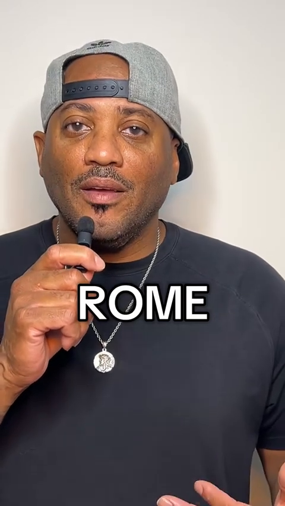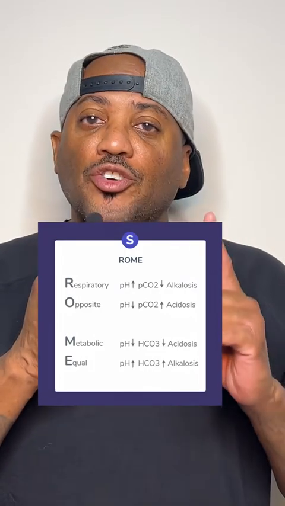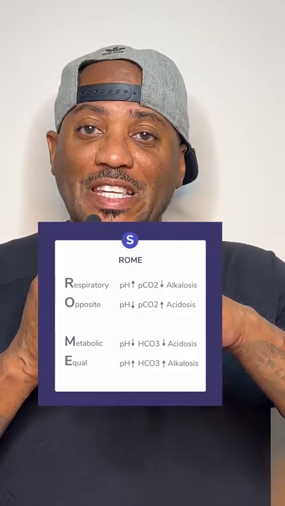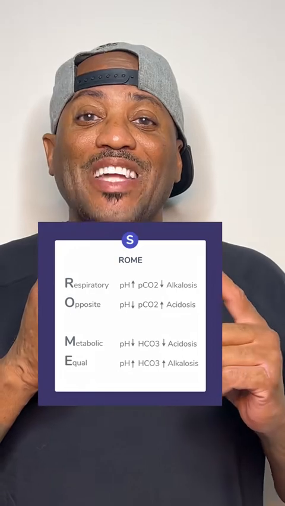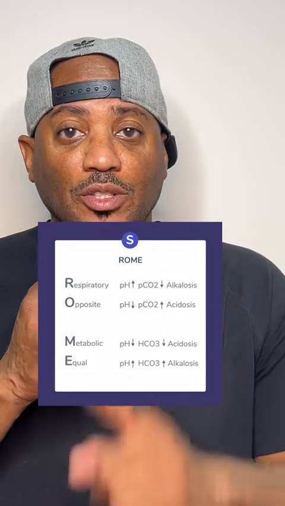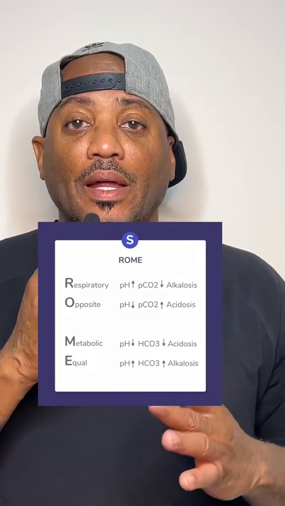Now look, here's a quick mnemonic on how to remember your ABGs, how to interpret them, and how to understand them. Just remember Rome. Rome, like the city in Italy. ROME. Respiratory, opposite. If it's respiratory related, your pH and your CO2 will be in opposite directions. So if your pH is up, CO2 will be down. If your pH is down, your CO2 will be up. Respiratory acidosis, respiratory alkalosis.